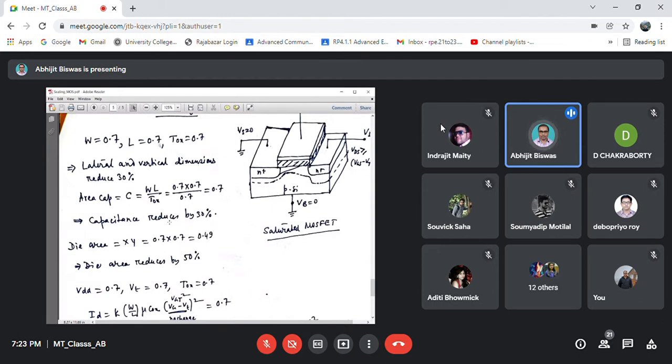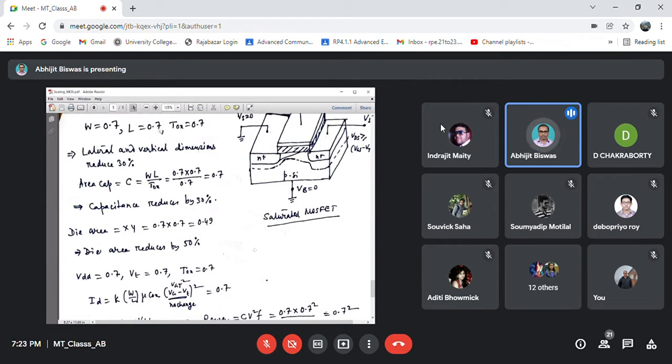So what is the area of the capacitance, I mean oxide capacitance? You know that oxide capacitance is WL by TOX. So 0.7 into 0.7 divided by 0.7, that means 0.7. So the area of the capacitance will be reduced by 30%, and we will get this 70% value.